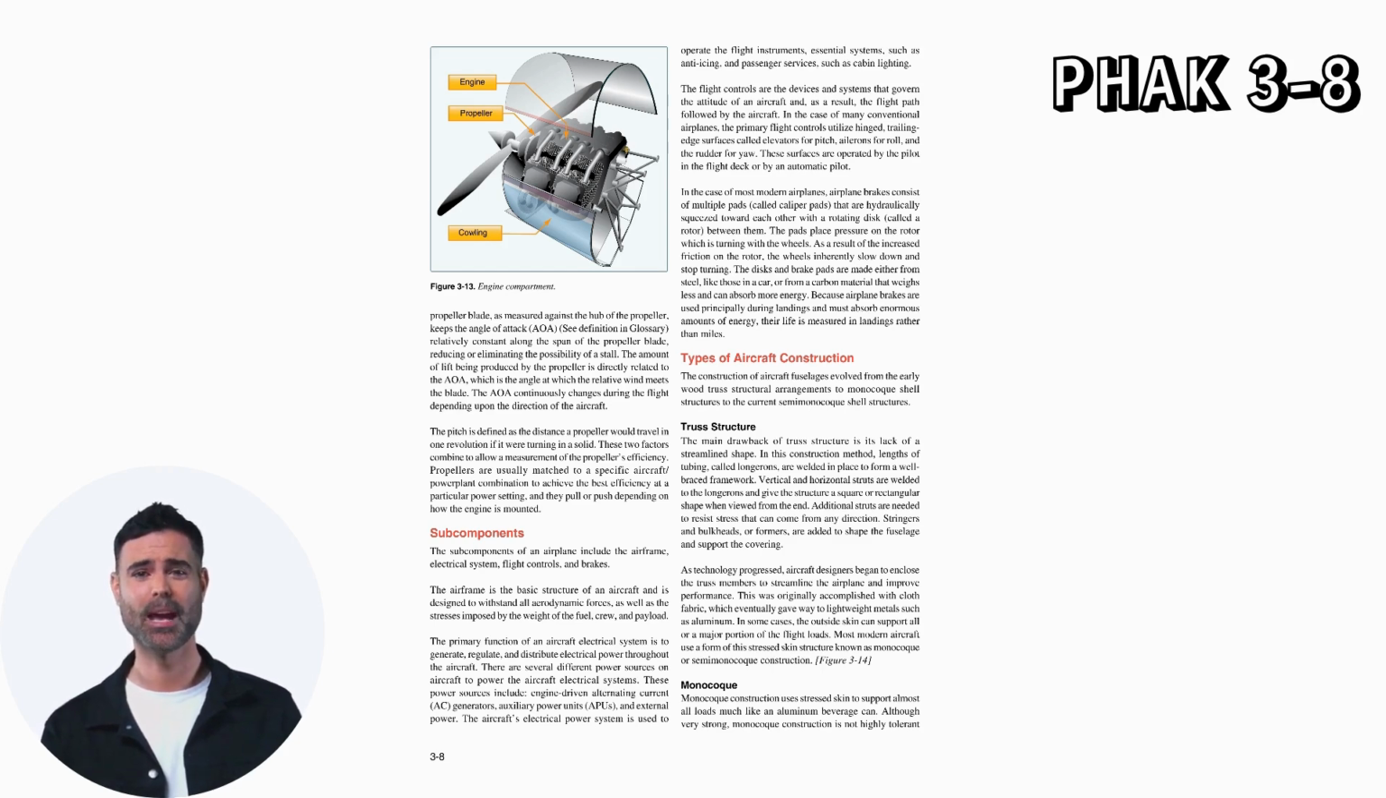Propellers are usually matched to a specific aircraft power plant combination to achieve the best efficiency at a particular power setting, and they pull or push depending on how the engine is mounted. Subcomponents. The subcomponents of an airplane include the airframe, electrical system, flight controls, and brakes. The airframe is the basic structure of an aircraft and is designed to withstand all aerodynamic forces, as well as the stresses imposed by the weight of the fuel, crew, and payload.